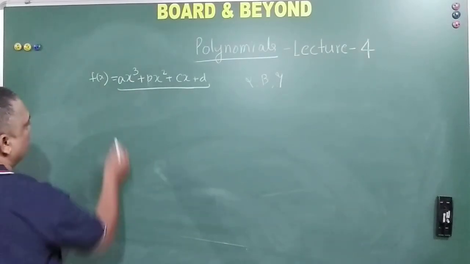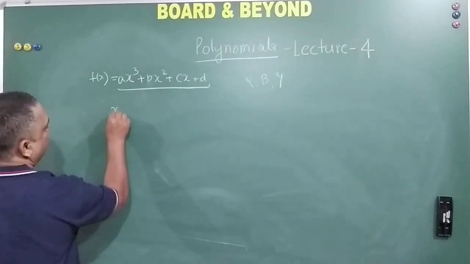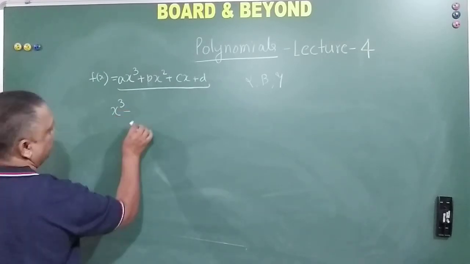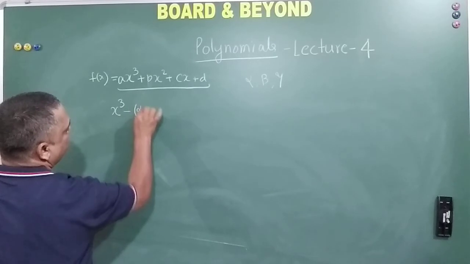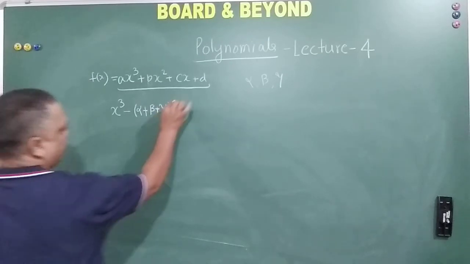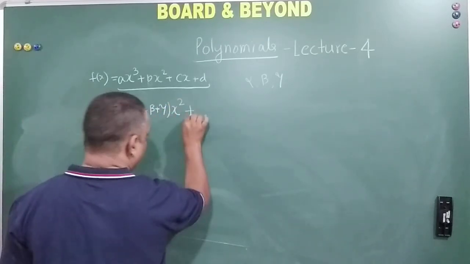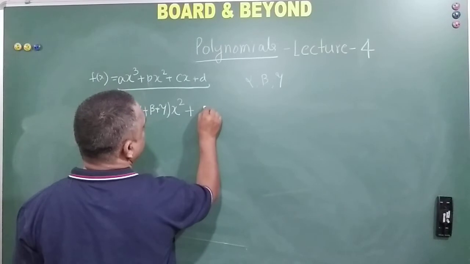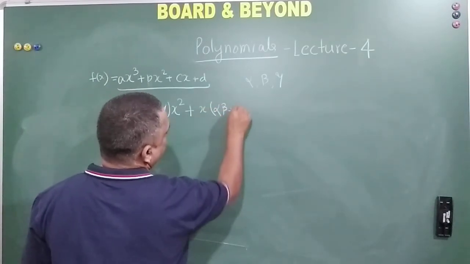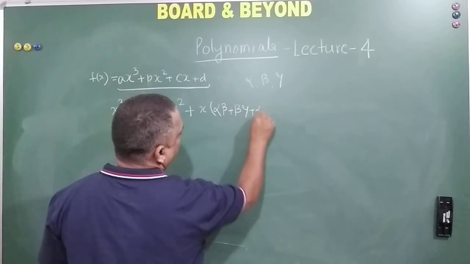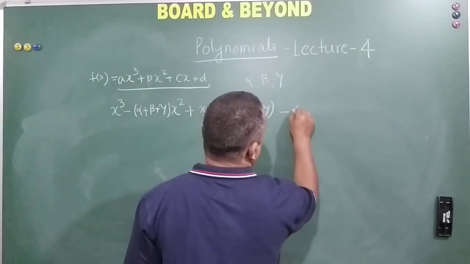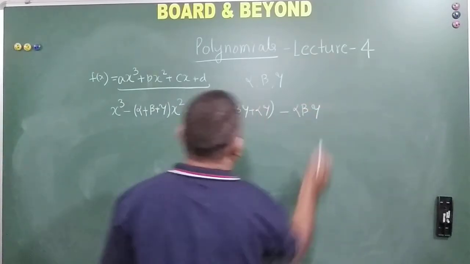Okay. So it is something like this: x cube, minus alpha plus beta plus gamma x square, plus x into alpha beta plus beta gamma plus alpha gamma, minus alpha beta gamma.